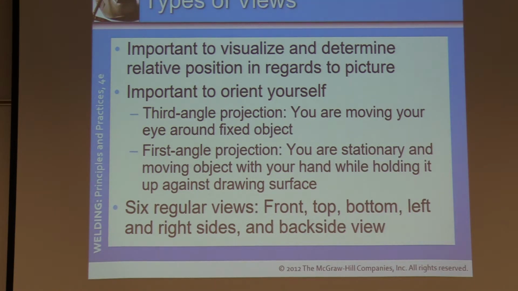Okay? Let's talk about third angle projection. It means you're moving your eye around a fixed object. First angle projection means you're stationary and moving the object with your hand while holding it up against a drawing surface. The 6 regular views that you're going to see are a front, top, bottom, left, and right sides, and the back side view. More than likely, you see the front, the top, and a right side. But depending on the piece, you may have to change that up because those 3 may not give you enough detail to be able to understand the 3-dimensional part. Okay?